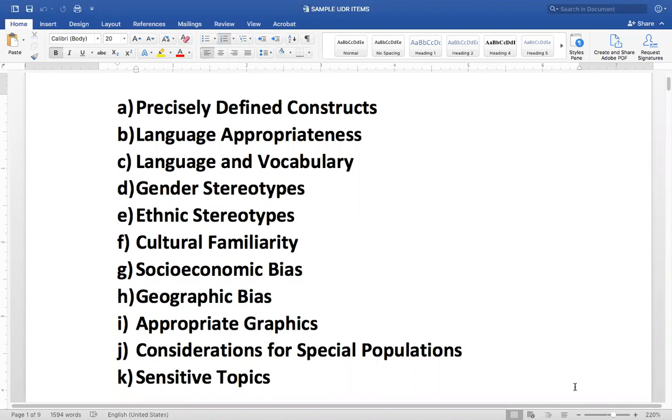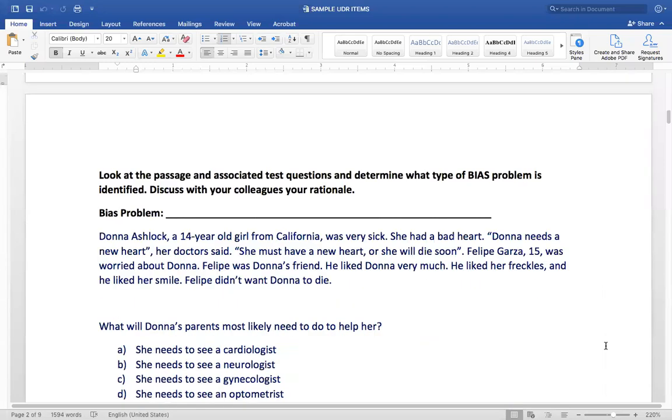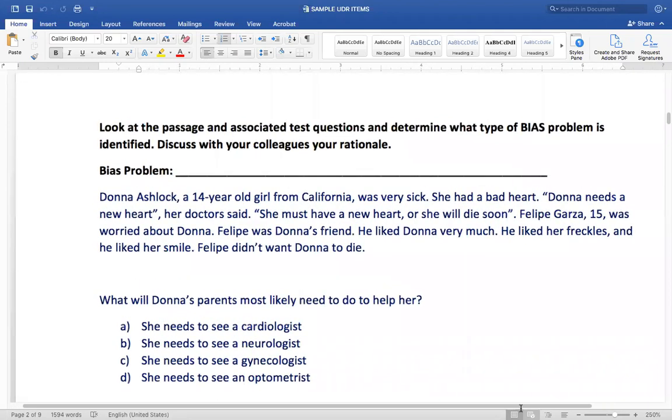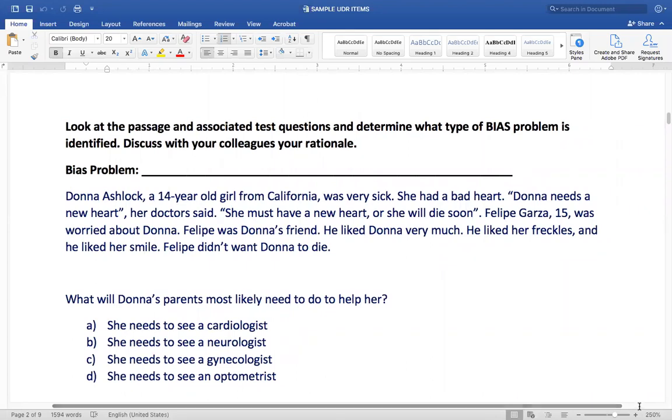So what I'm going to do is show you some sample items, and then I'm going to allude to these constructs so that we can identify them, okay? So I have a passage here. It says, look at the passage and associated test questions and determine what type of bias problem is identified. Okay, so I'm going to make it a little bit bigger here so you guys can see.